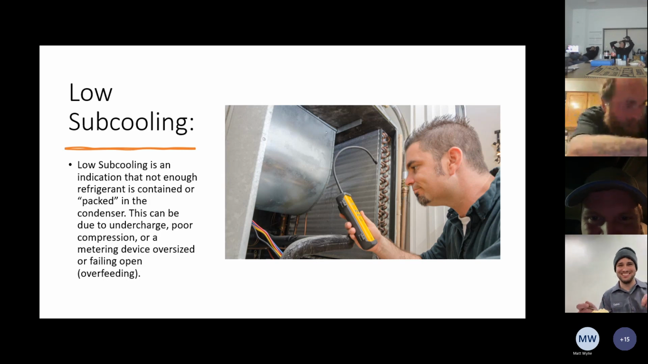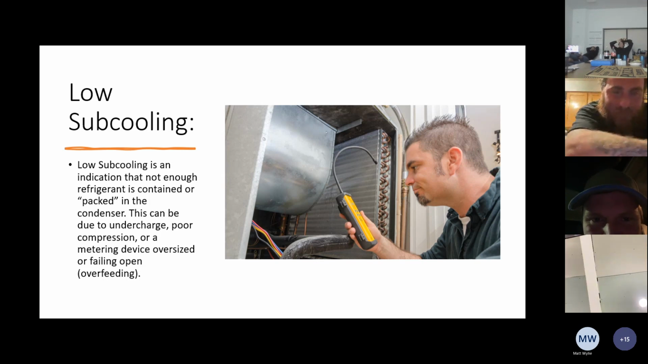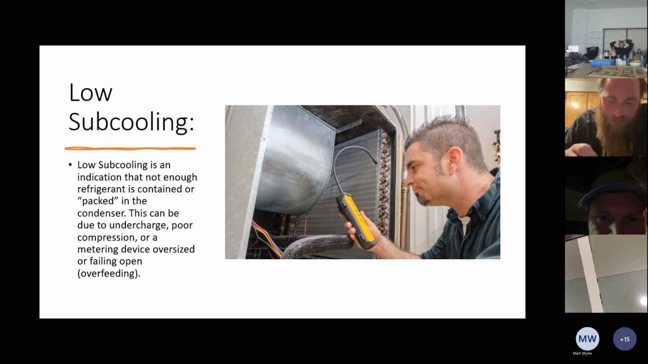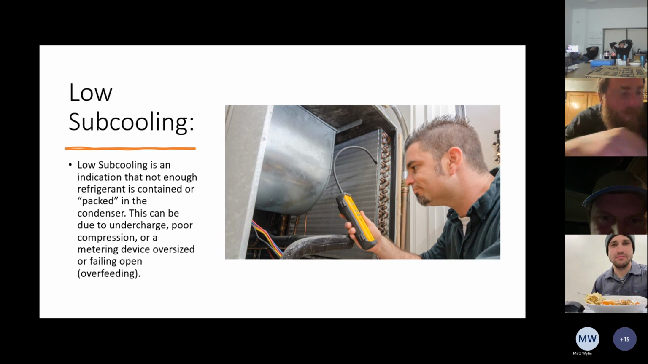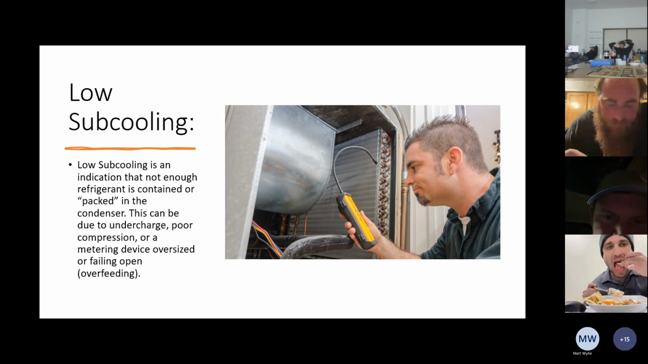Low subcooling is an indication that not enough refrigerant is contained or packed in the condenser. This can be due to undercharge, poor compression, an oversized metering device, or a device that's failing open or overfeeding.